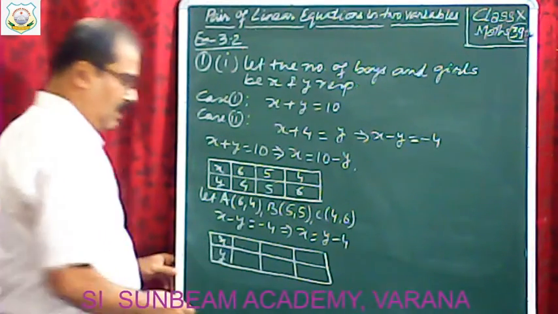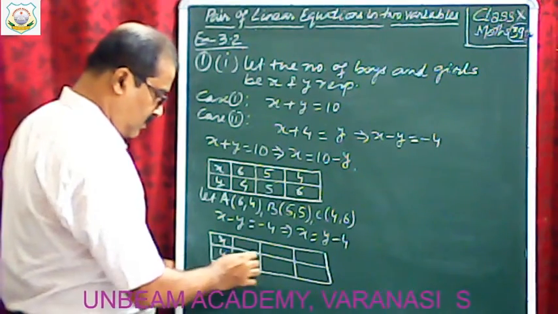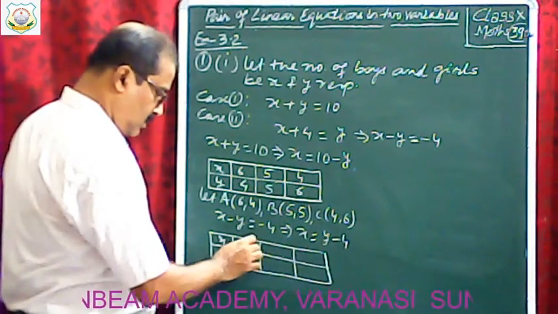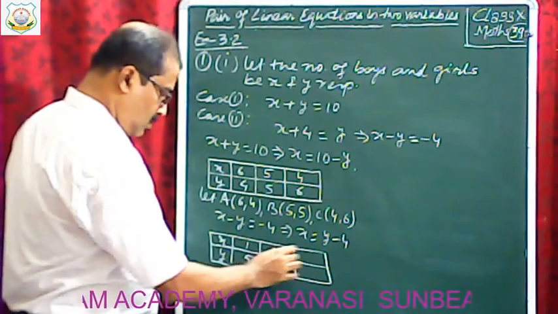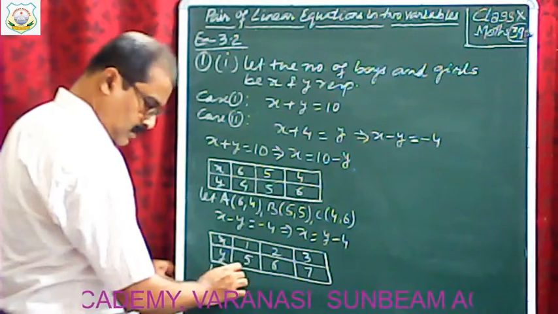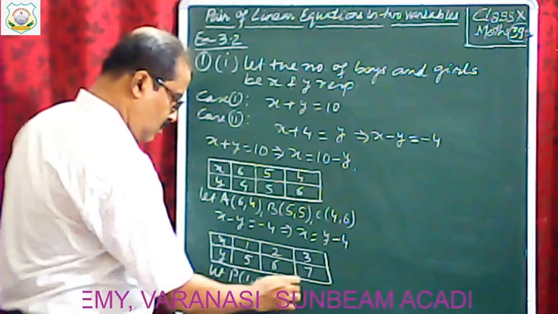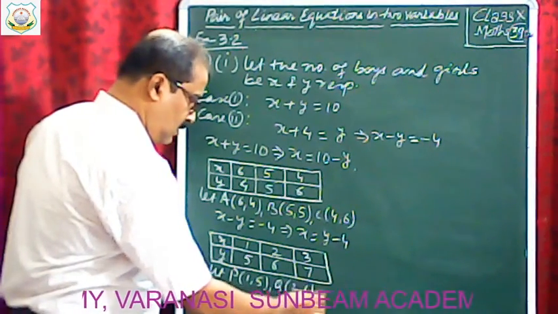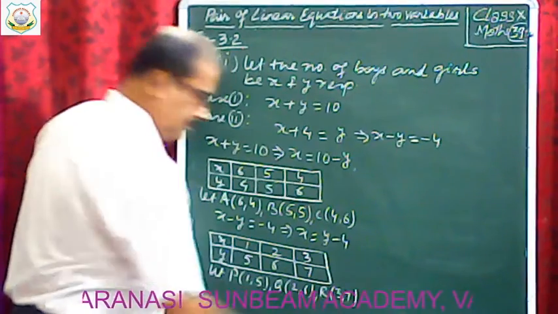X, Y. In place of Y, you write any value. Suppose 5, 5 minus 4, 1. 6, 6 minus 4, 2. 7, you get 3. So let P (1, 5), Q (2, 6), R (3, 7).